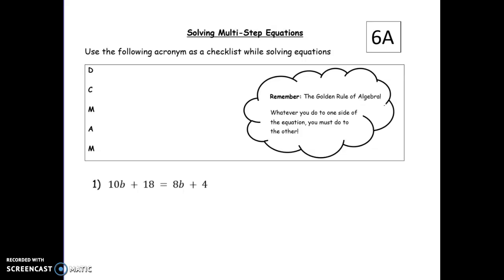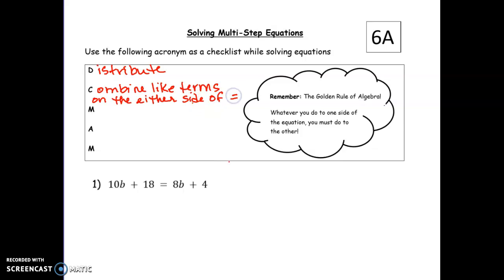So we came up with an acronym that we use as a checklist when solving equations, and what it is is DCMAM, D-C-M-A-M. The first thing you're going to do when you get an equation is, if you need to, distribute. The second step will be to combine like terms, and this is important. We're only going to combine like terms on either side of the equal sign. You're never going to cross the equal sign at this point.